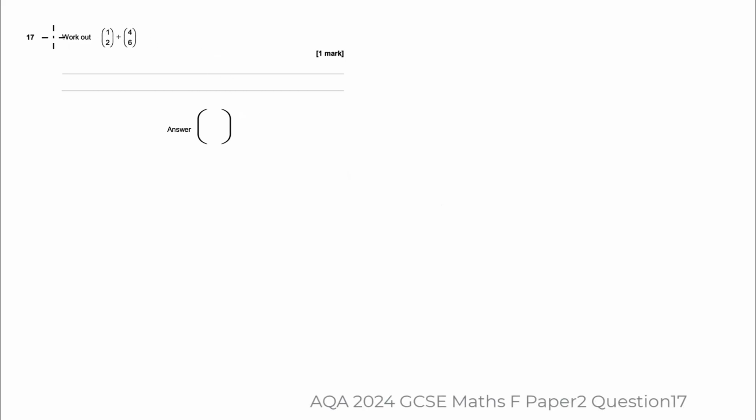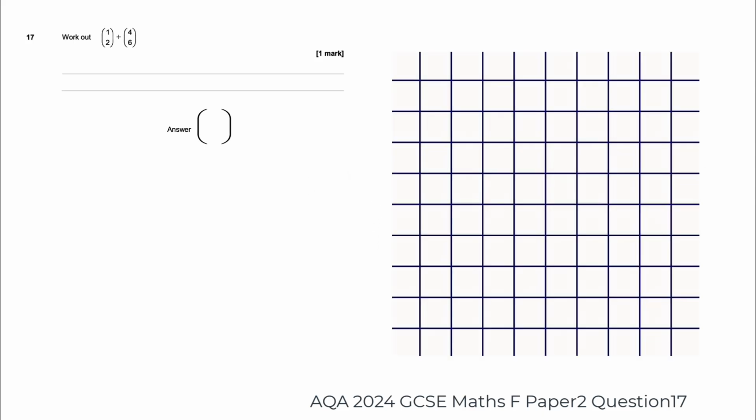Now here's question 17, and we've got a couple of vectors that we're adding together. 1, 2 and 4, 6. And the way to do this is to add the corresponding components, the 1 and the 4, the 2 and the 6. But before we go ahead and do that, well, let's just see why that works.